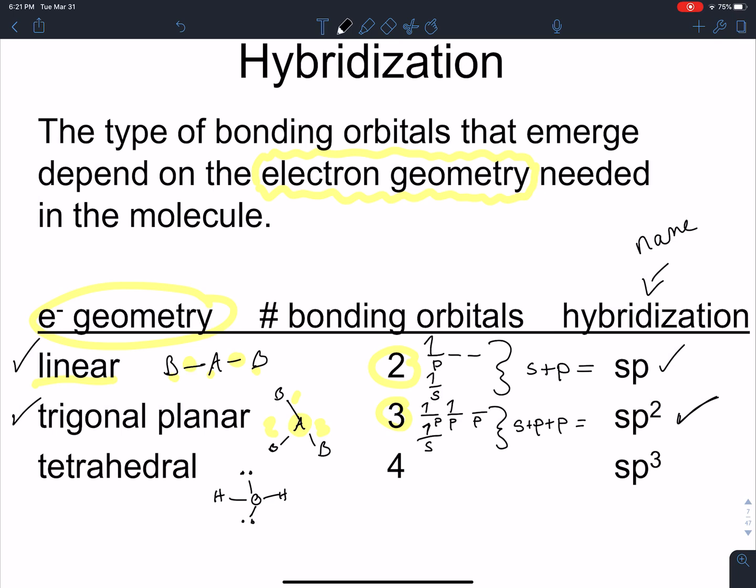How about a tetrahedral? Let's go through that. How many electron regions surround the central atom? 1, 2, 3, 4. That's 4. Where did those electrons originate? Of course, one was in the s orbital and the others had been boosted.